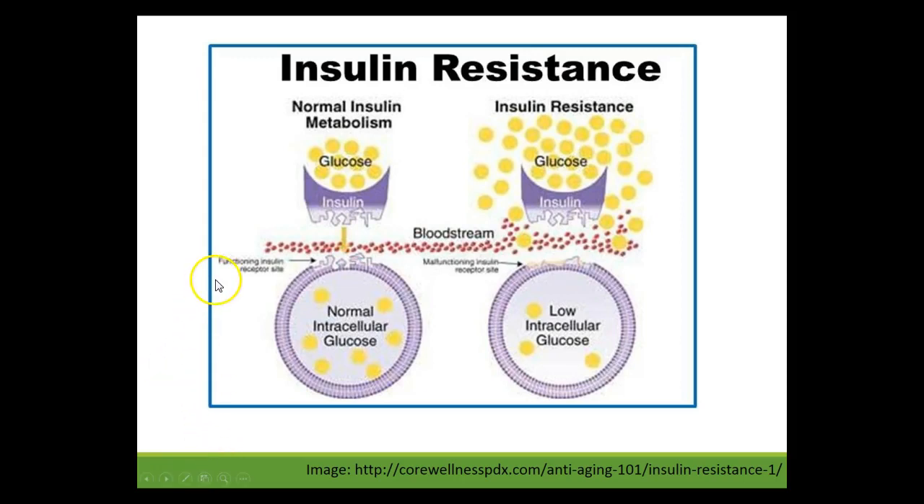So this just kind of gives you an idea of basically what happens at the cellular level. So here, this shows you normal insulin metabolism. You have your glucose. Insulin basically helps get it into the cell, where here we have some resistance. You can see the buildup of glucose in the bloodstream. You see insulin, but it's not being able to actually penetrate the cell to get inside.